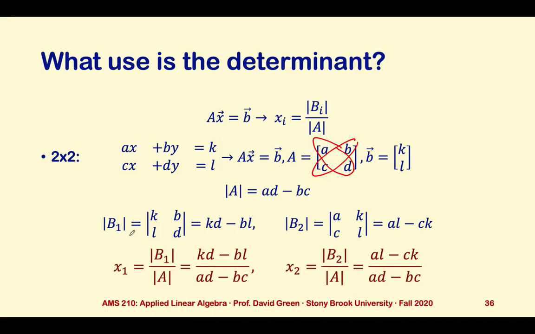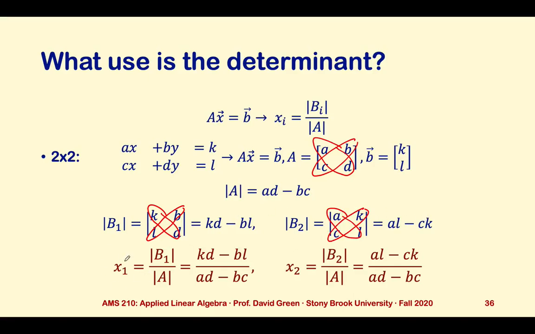Our B1, we replace the first column of A with K, L, so we get K, L, B, D, and we compute its determinant, KD minus BL. Our second B matrix, B2, we replace the second column of A with K, L, so it gives A, C, K, L, and the determinant is AL minus CK.